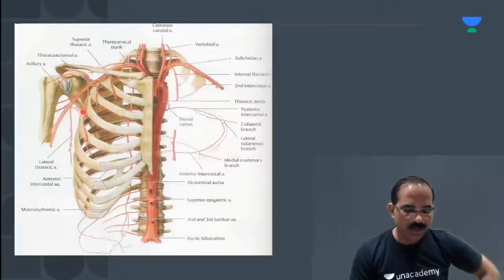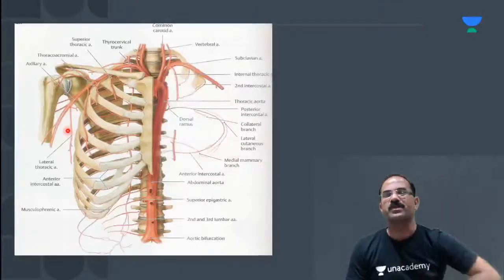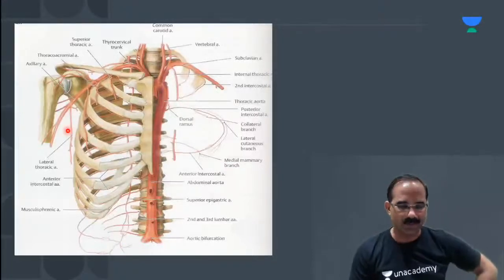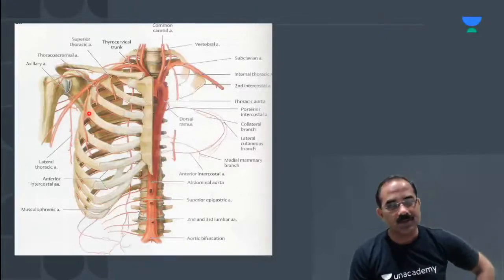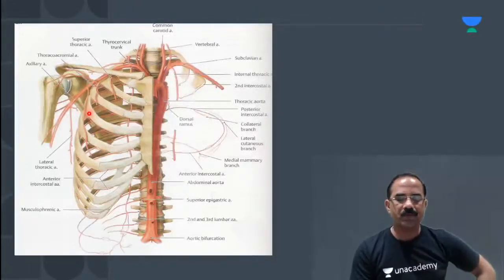The muscles which are beginning from the scapula going towards the humerus, they are going to form what? The posterior boundary of the axilla. Posterior. We'll be seeing these muscles. So what is this boundary? That's the medial boundary. And the medial boundary would be formed by what?